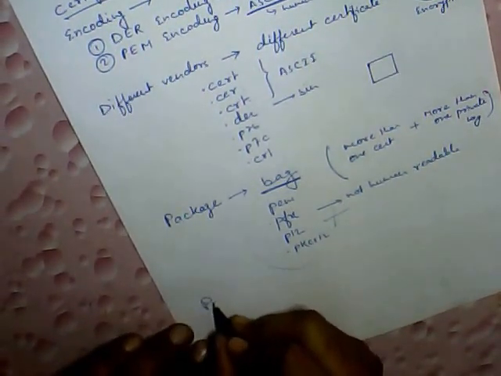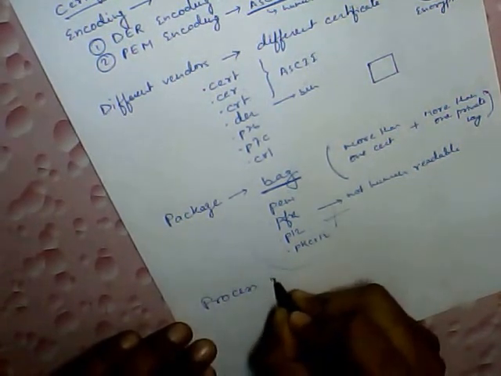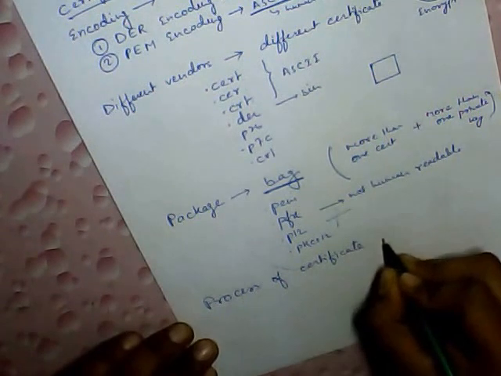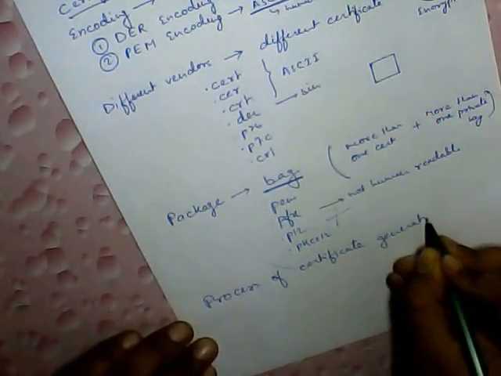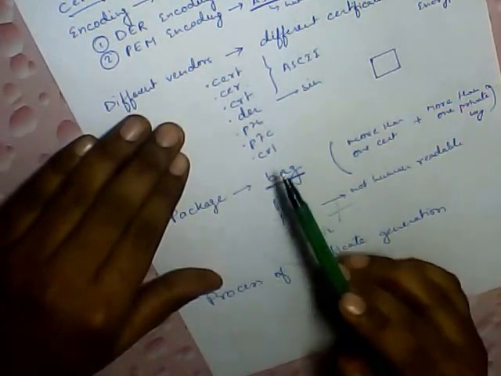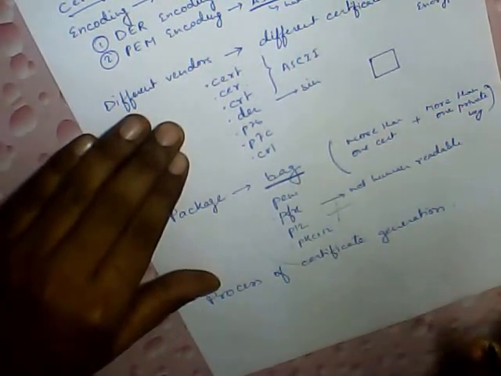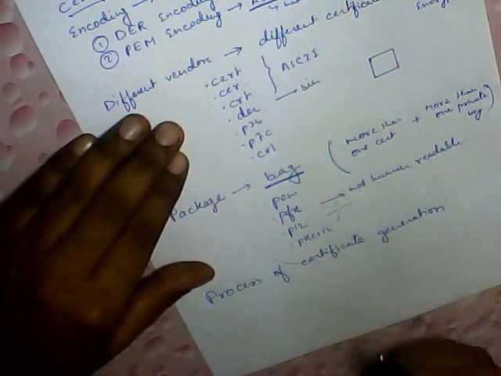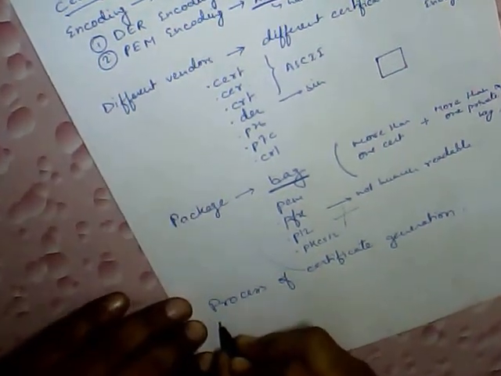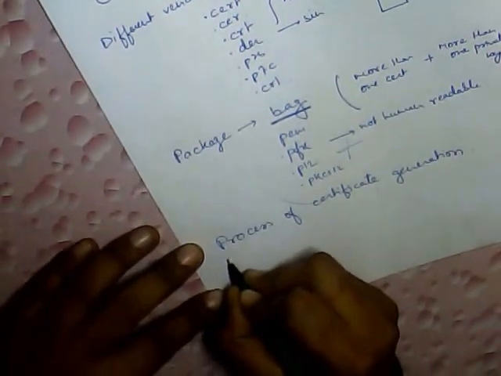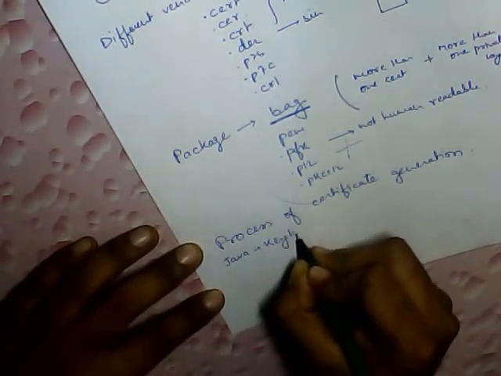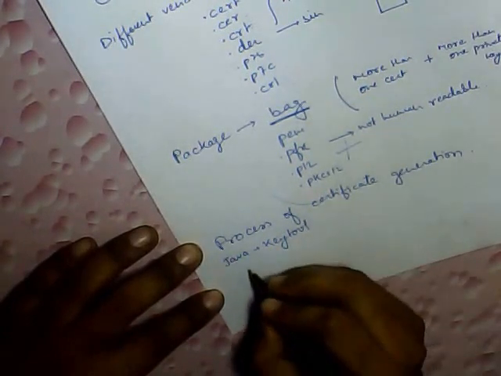Now coming next to the process of certificate generation. As you all know what a certificate is, all certificate types, and bags, now what we have to do is create a certificate, generate a certificate. For generation there are so many tools available. In Java we have keytool.